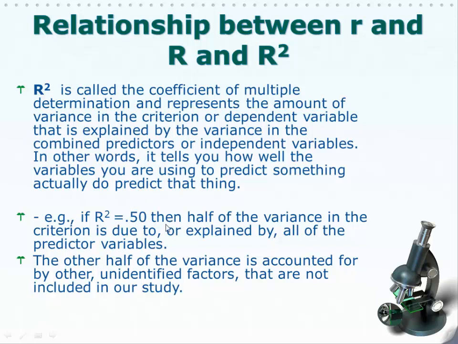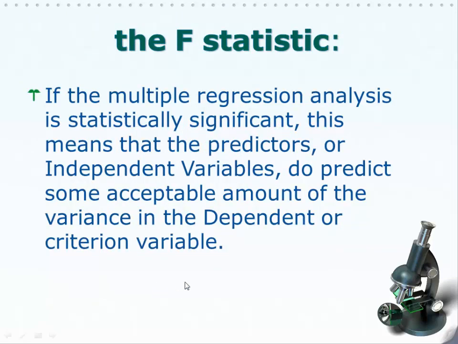If R squared equals 0.50, then your combination of predictor variables is explaining about half of the variance. All the other variance is accounted for by other unidentified factors that are not included in your study or not included in your set of predictors. Then finally, you will also see the F statistic. In multiple regression, we use the F statistic. If the F statistic is statistically significant, that means that the predictors or independent variables do predict some acceptable amount of the variance in the dependent variable.